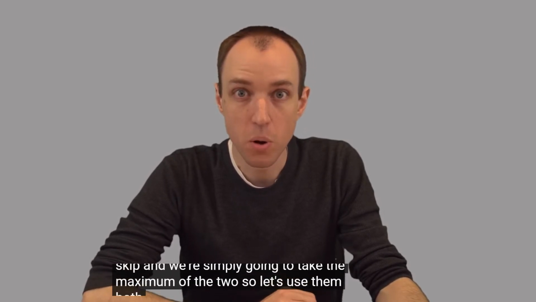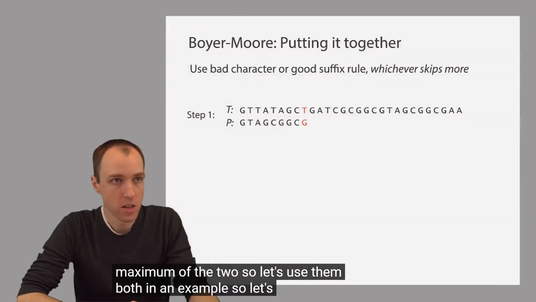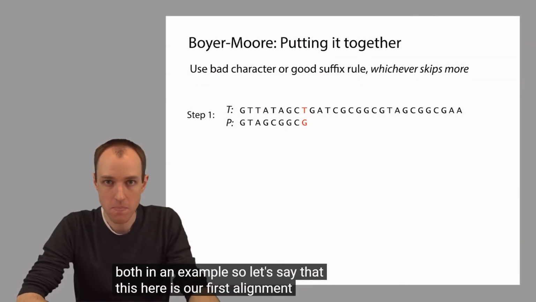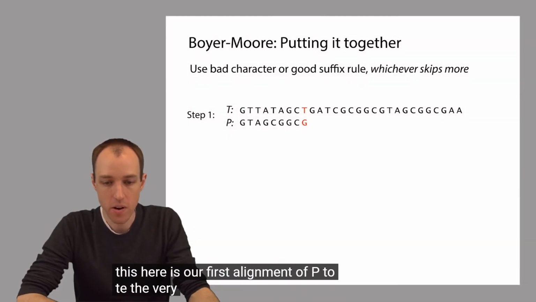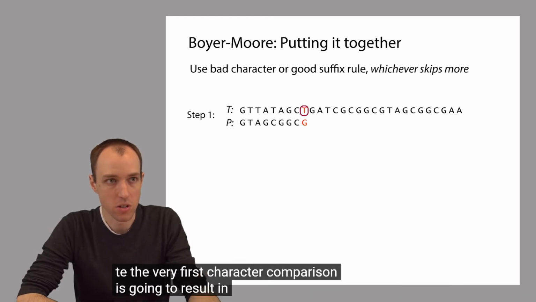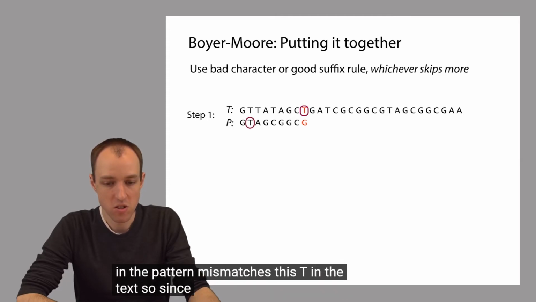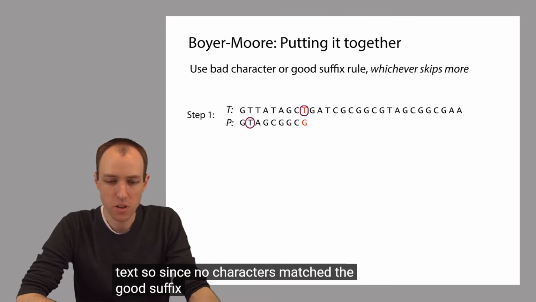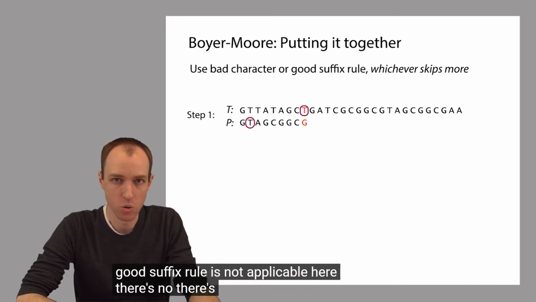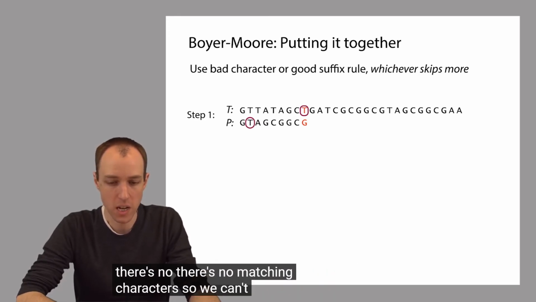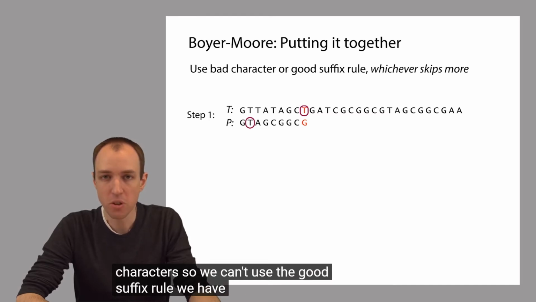So let's use them both in an example. Let's say that this here is our first alignment of P to T. The very first character comparison is going to result in a mismatch. This G in the pattern mismatches this T in the text. Since no character is matched, the good suffix rule is not applicable here. There's no matching characters, so we can't use the good suffix rule. We have to use the bad character rule.